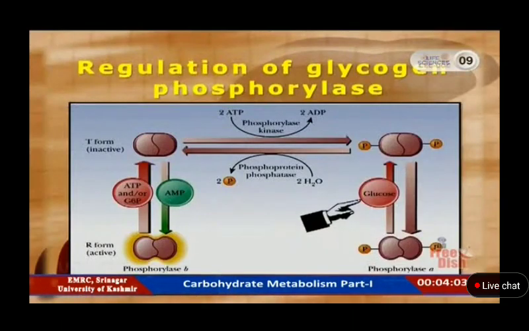Again, when blood glucose level is high, in response to insulin, a phosphatase, that is glycogen phosphorylase A phosphatase, gets activated, and it again brings back the less active form, or glycogen phosphorylase B. Thus, glycogen phosphorylase is regulated in our system.